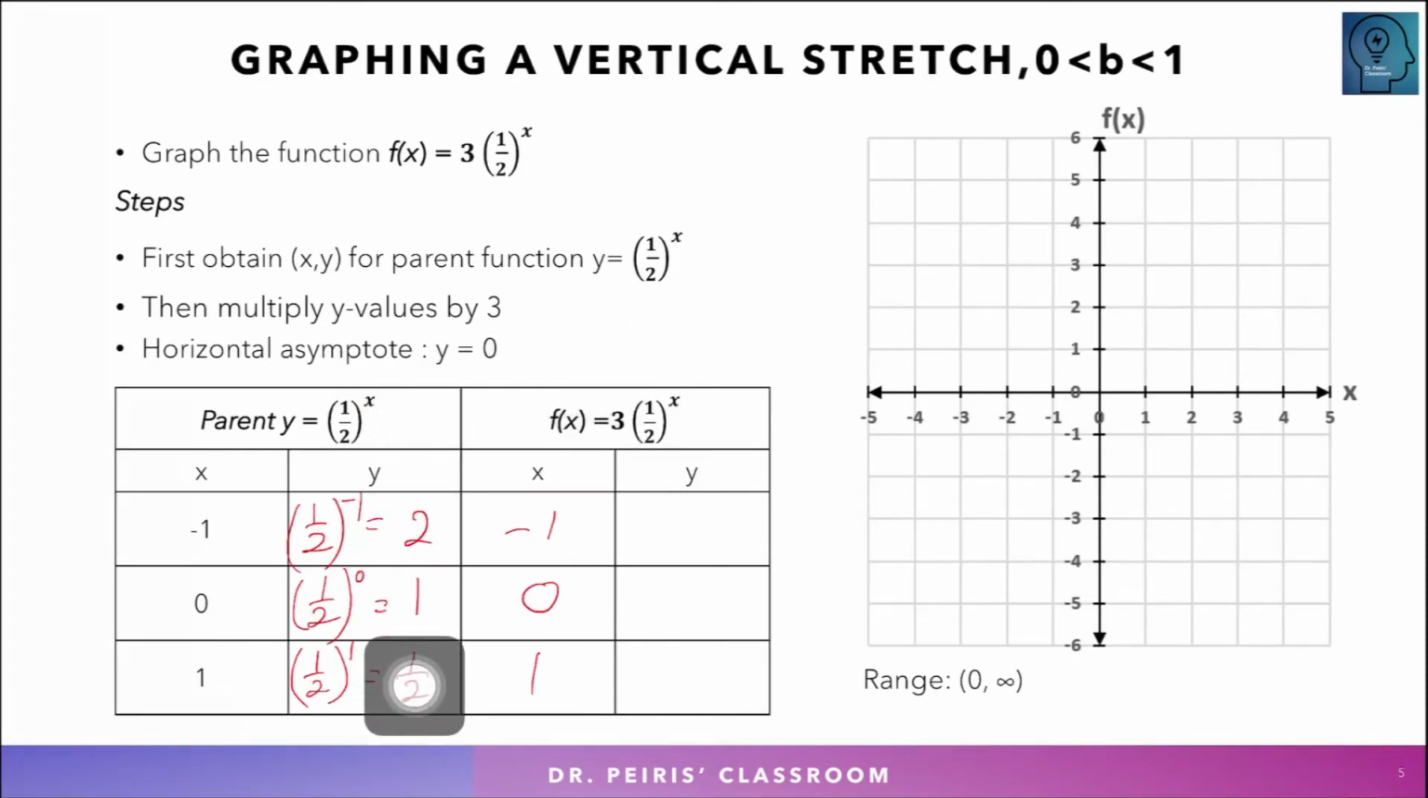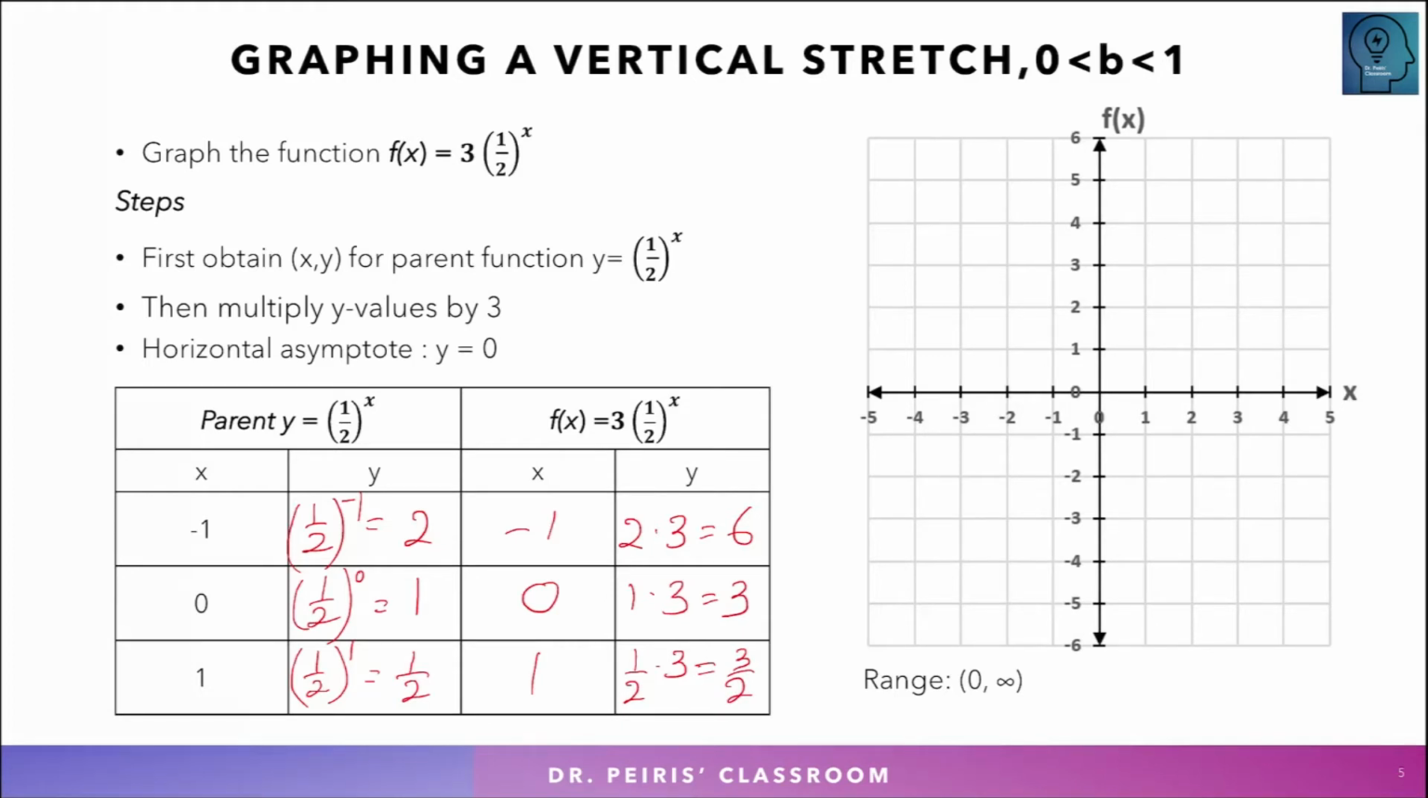So all the y values are multiplied by 3. Y values are 2, 1 and half. We multiply these by 3. 2 times 3 is 6. 1 times 3 is 3. 1/2 times 3 is 3/2. The horizontal asymptote is the same, y equals 0.